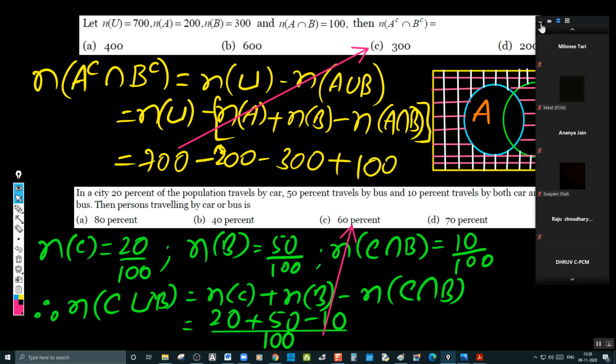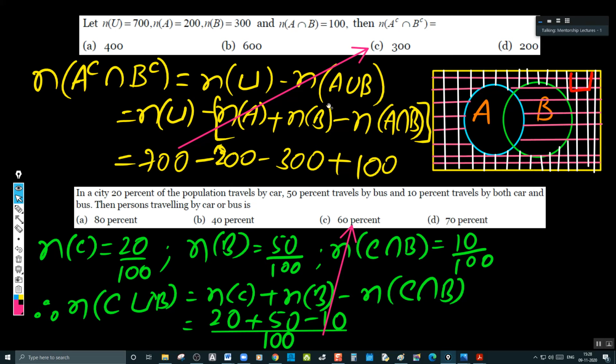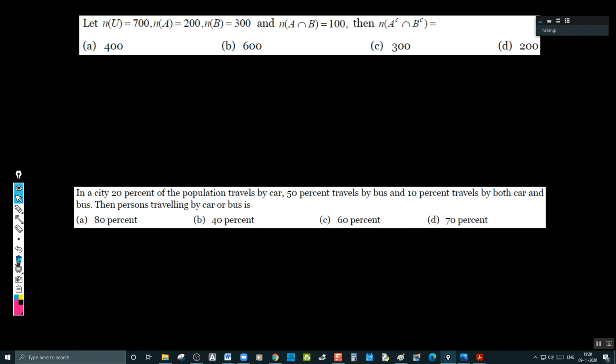Let me write that. Next question, I am erasing it. If anyone wants to take the screenshot, you can take it. I am removing it now. Done.